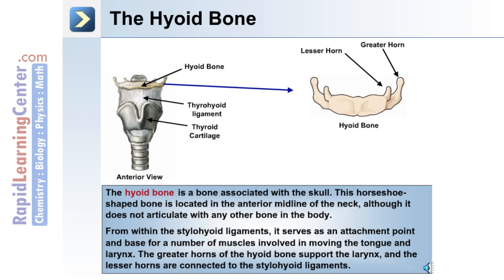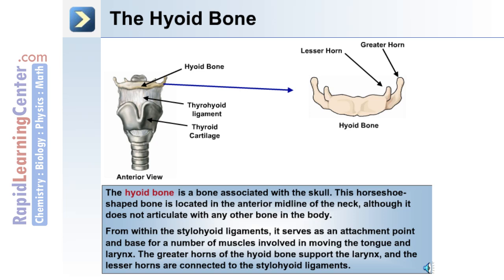The hyoid bone is associated with the skull, and it's located, as you can see in this anterior view, above the thyroid cartilage. The hyoid bone has a greater and lesser horn as part of its structure, and this horseshoe-shaped bone is located at the anterior midline of the neck, although it does not articulate with any other bone in the body. From within the stylohyoid ligaments, it serves as an attachment point and base for a number of muscles involved in moving the tongue and the larynx.